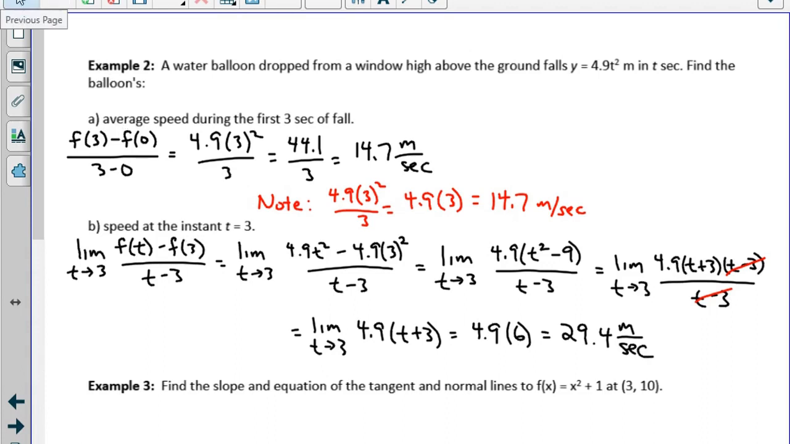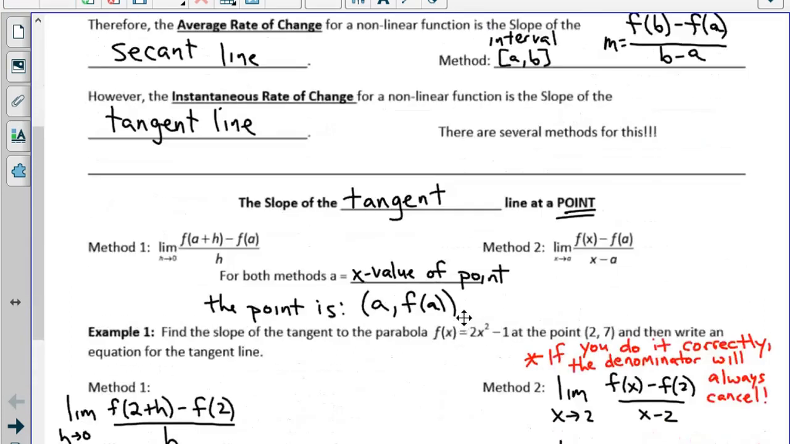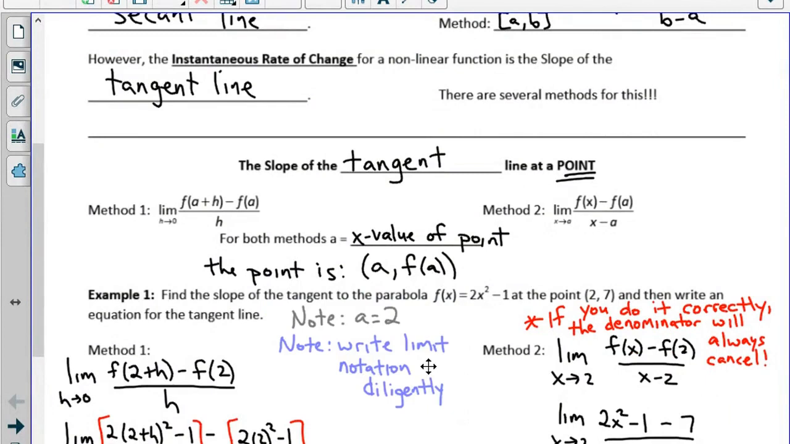One thing I forgot to mention earlier, and I should have, is notice that all of these limit signs are being written very carefully.